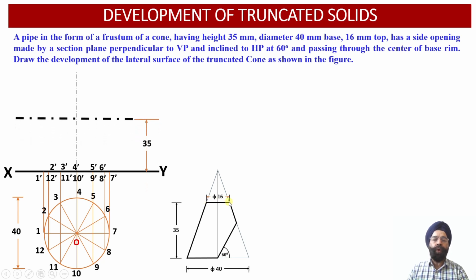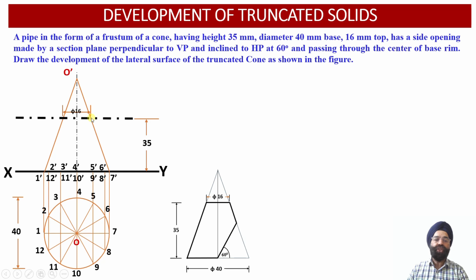So now we are going to obtain that at a height of 35 millimeter. So once we mark 2 points over here, 8 millimeter on either side of the axis, the top face of this pipe or the frustum of the cone will have a diameter equal to 16 millimeter. Now once we obtain these 2 points, we can join this point corresponding to the top of the frustum with 1 dash. Similarly this point we can join with the point 7 dash of the base corresponding to this cone over here.